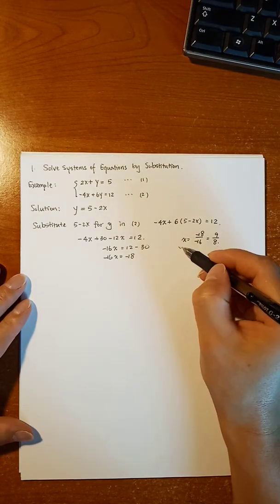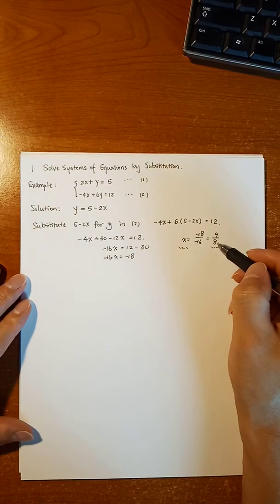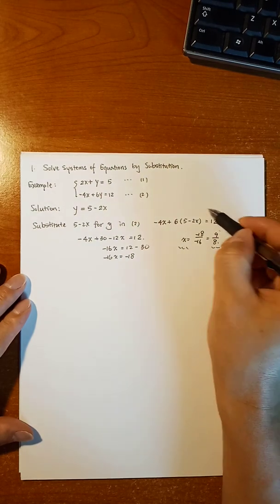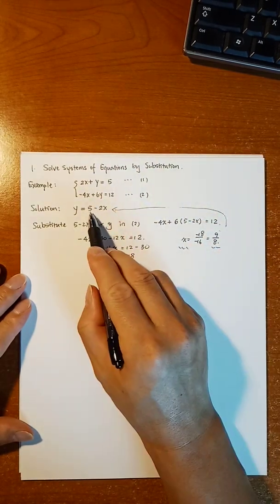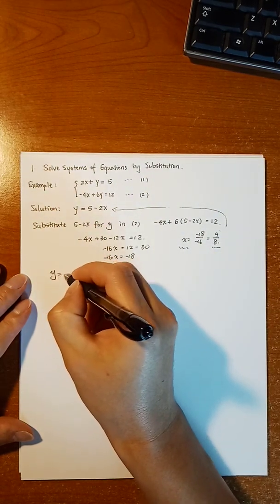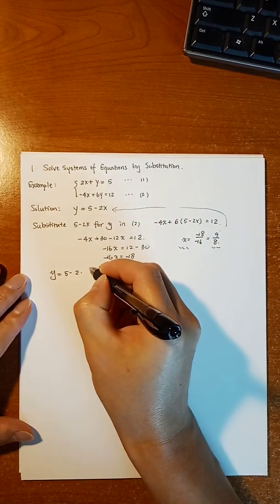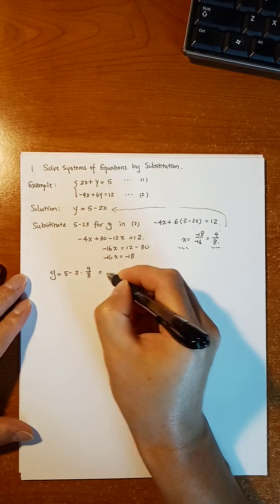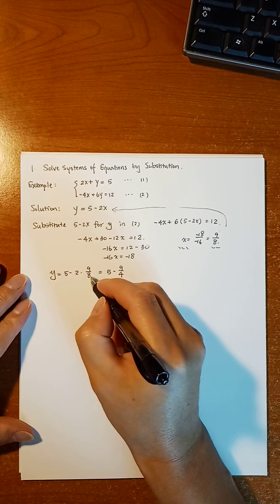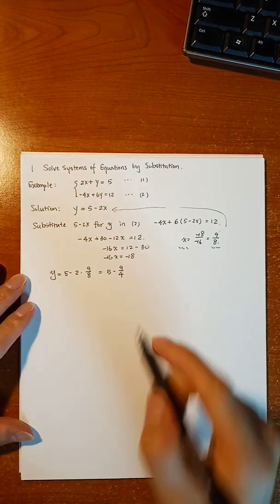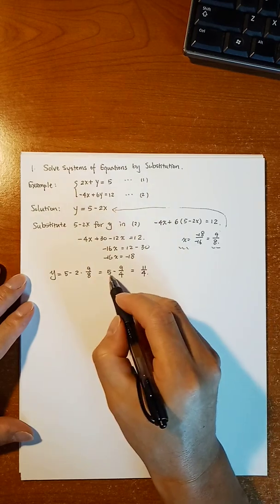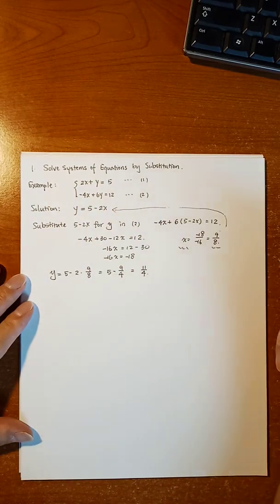Once we know x is equal to 9 over 8, then we back substitute into y equal to 5 minus 2x. So y is 5 minus 2 times 9 over 8. So it's 9 over 4, canceling 2 with one copy of 2 from the denominator. So 5 is 20 over 4, and 20 minus 9 is 11. So it's 11 over 4.